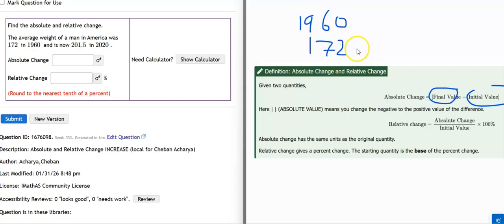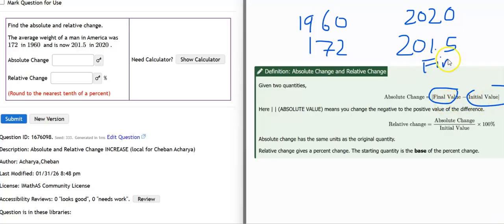I just said this is in pounds, okay? And in 2020, the average weight is going to be 201.5 pounds. So how much changes? The final value minus initial value. This is the final, and this is the initial.